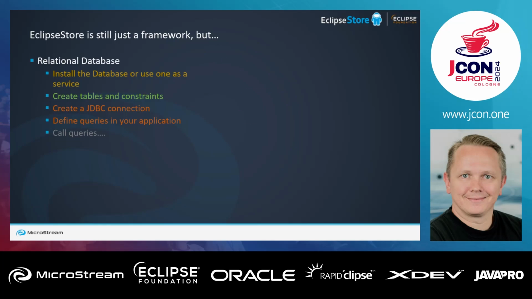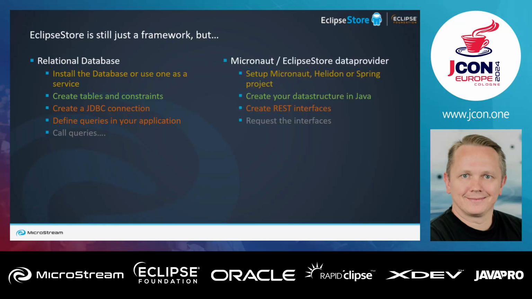On the other hand, when we talk about an example of Micronaut EclipseStore as a data provider, that means we create a Micronaut project, like in the first point here: set up a Micronaut, Helidon or Spring project, create a data structure. We create a Java data structure in it, so we create domain classes, customers, and so on. Then we create REST interfaces, and at the end we request those interfaces. That's the way it works.